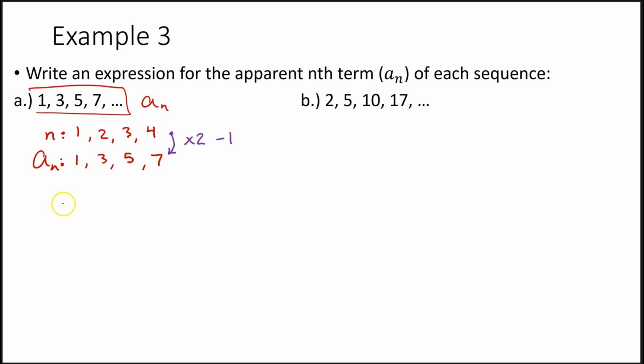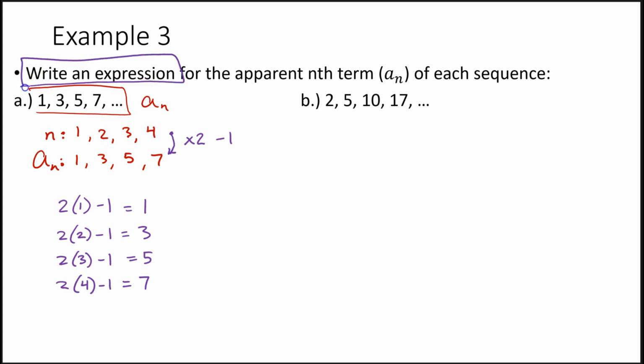We can see that 2 times 1 minus 1 is indeed 1. 2 times 2 minus 1 is indeed 3, because that'd be 4 minus 1. 2 times 3 minus 1 is indeed 5. And 2 times 4 minus 1 is indeed 7. So the expression that we would write would be a sub n equals 2n minus 1. The n is what we're changing, what we would be plugging all our n terms into.